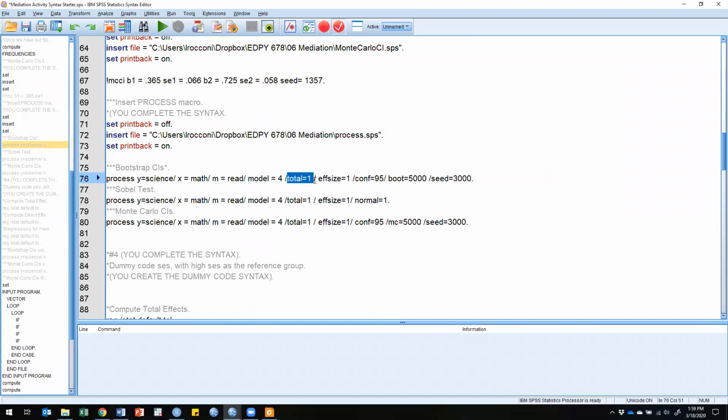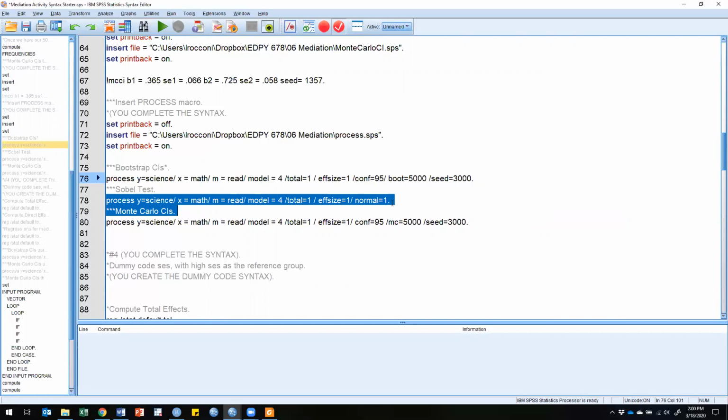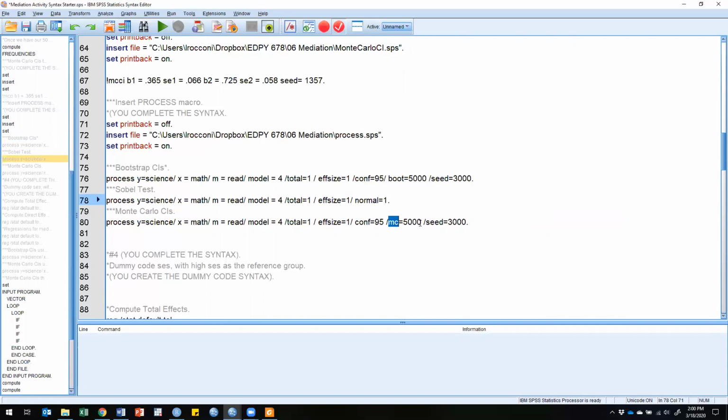So this just says give you the total effect, give you some effect sizes. We want a 95% confidence interval. We want to bootstrap 5,000 samples and then set a random number seed. This is the same syntax you could use to get the Sobel test. We just use this normal equals 1 command. And then to get the Monte Carlo confidence intervals, we use this MC command, and we want to calculate 5,000 random draws from these distributions. And we can set a random number seed here too.